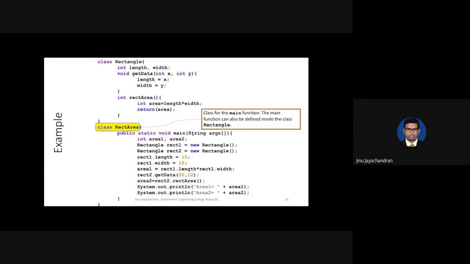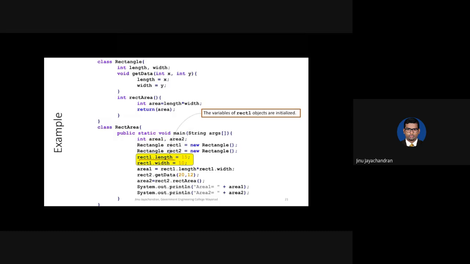So if you look at this, there are two classes defined. This is the first class and this is the second class. Java allows you to define multiple classes inside a Java program, but only one class will have the main function. Okay, so class Rectangle is defined, and class RectArea is defined. Let's see one by one. You created two objects, rect1 and rect2. So rect1 will be in one memory location, rect2 will be in a different memory location.